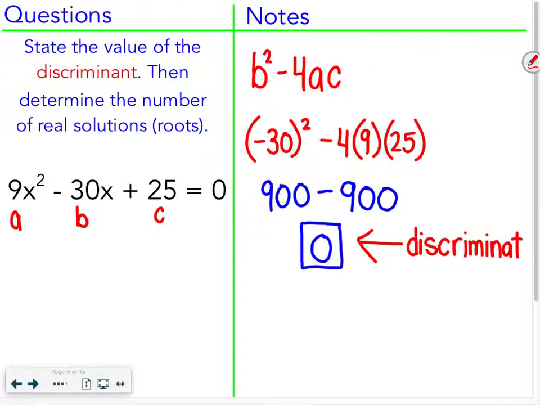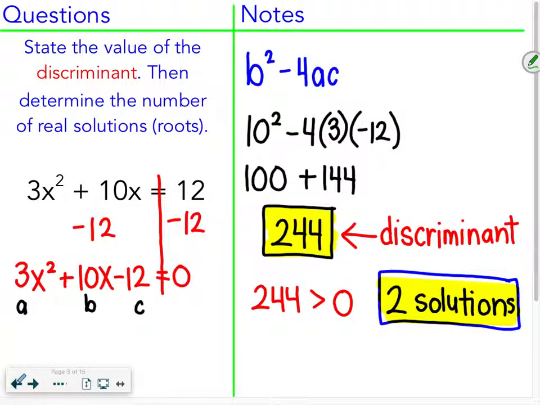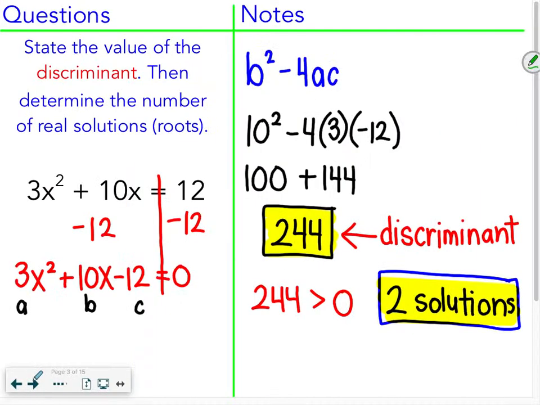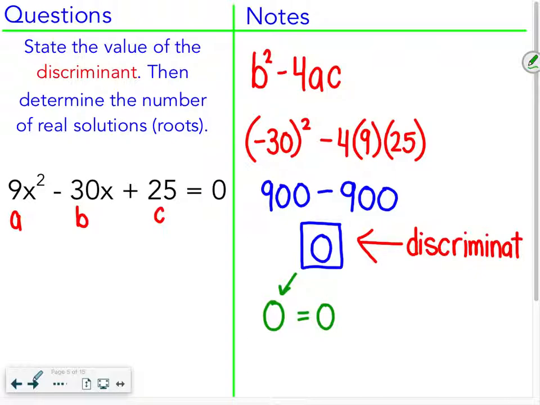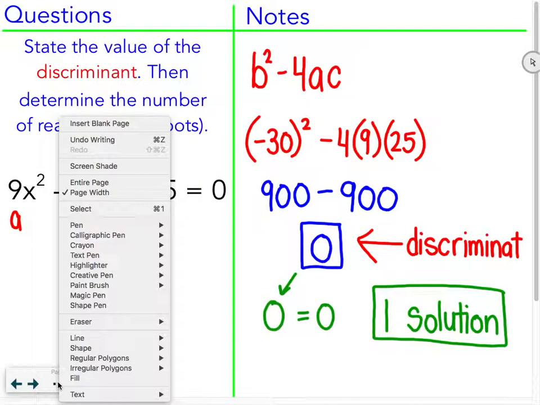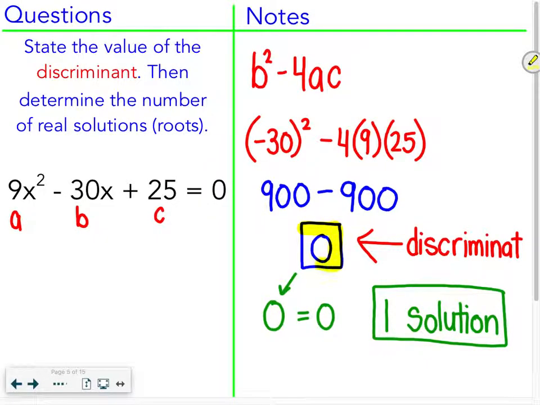If your discriminant equals 0, there is 1 solution. So your 2 answers this time are the discriminant is 0, which therefore would be a parabola with 1 solution. We are not going to determine what that solution is, but we know there is 1 solution.